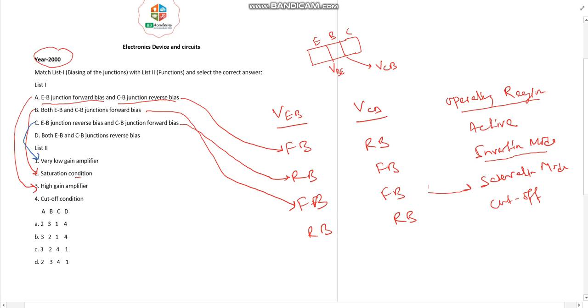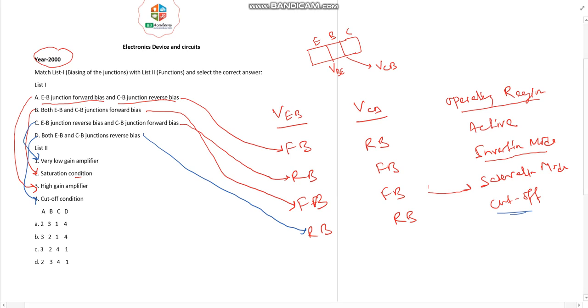And option D is given: both emitter-base and collector-base are reverse biased. Both are reverse biased, which means the transistor is in cutoff. So for D the correct option is 4.